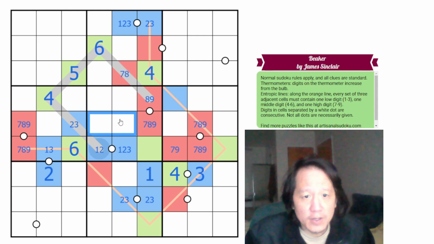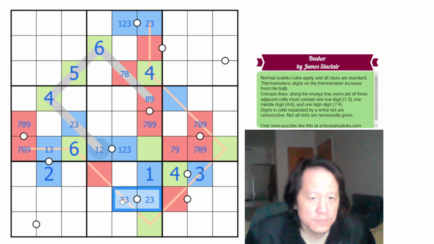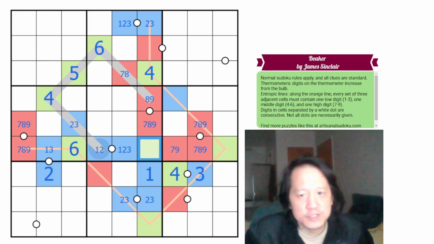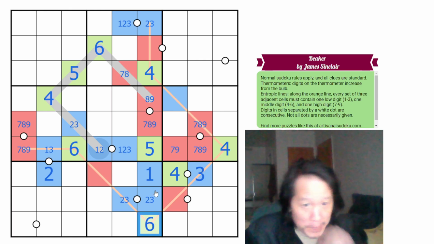I'm not sure what that tells us. These cannot be high, so one of these 2 is high. That doesn't really tell us very much. This cannot be 4 or 6, so it must be a 5. This can't be 5 or 6, so this must be 4. This can't be 4 or 5, therefore this must be 6.